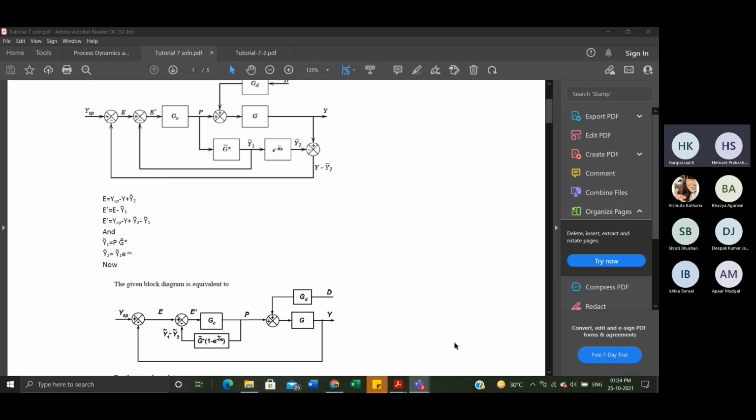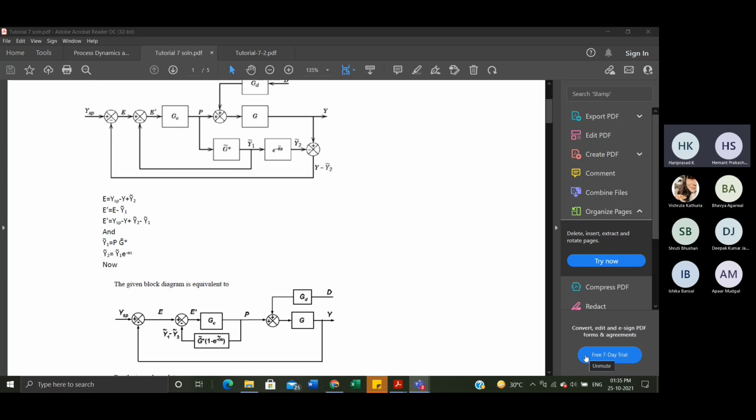In the second case, E is YSP minus Y. In the first case, it is YSP minus Y plus Y2 prime. So now both are not the same.